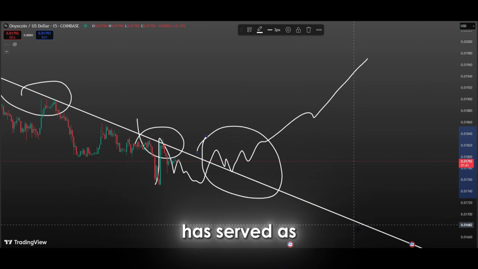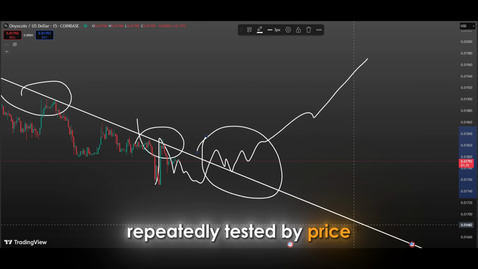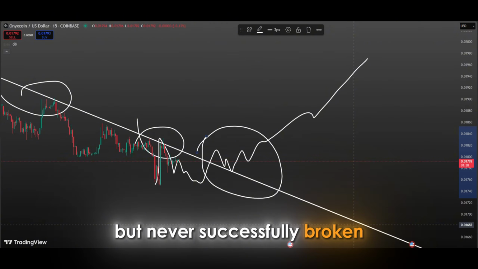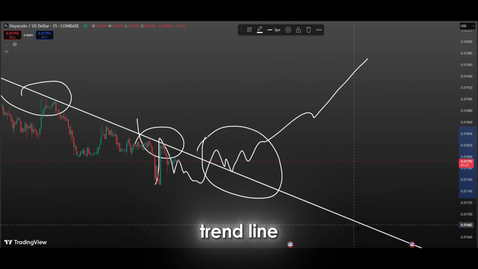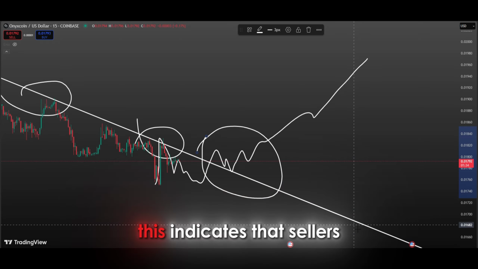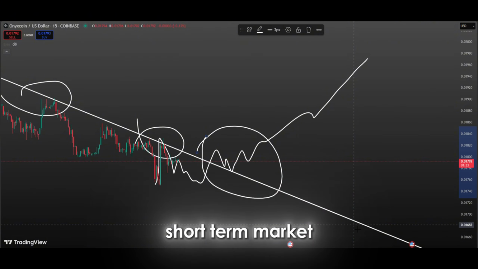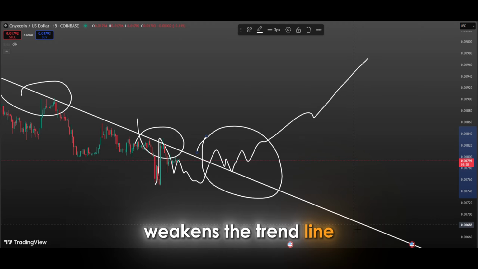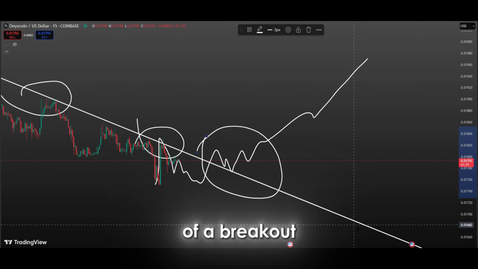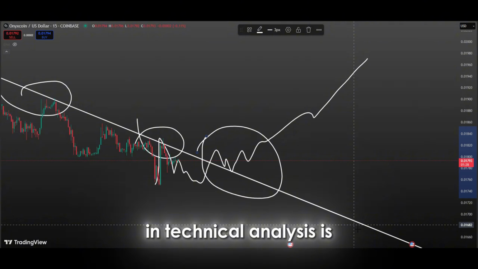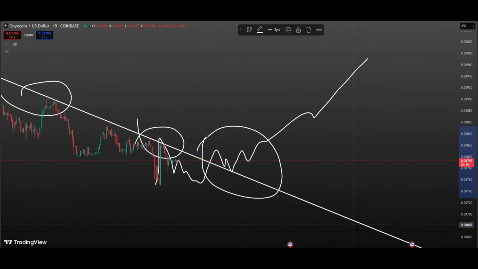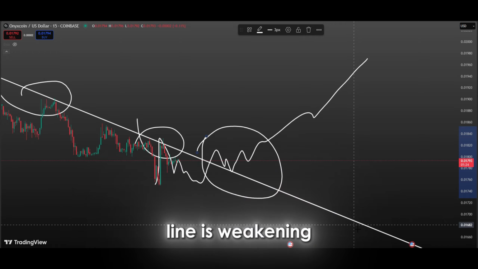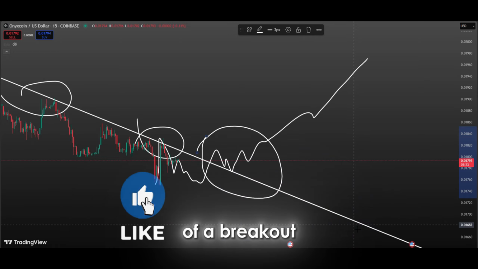This descending trend has served as a resistance line, repeatedly tested by price, but never successfully broken. Each time the price touches this trend line, selling pressure increases, and the price is pushed back down. This indicates that sellers still dominate the short-term market. However, it's also important to note that each test weakens the trend line, increasing the probability of a breakout. A common principle in technical analysis is, the more a support or resistance is tested, the weaker it becomes. In this case, the descending trend line is weakening, and the possibility of a breakout is growing.